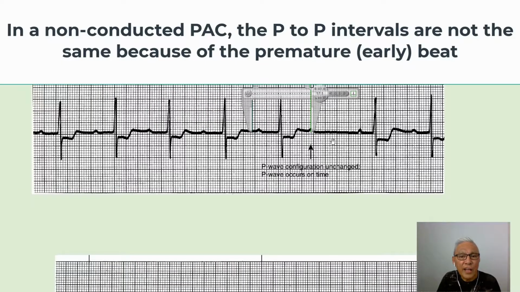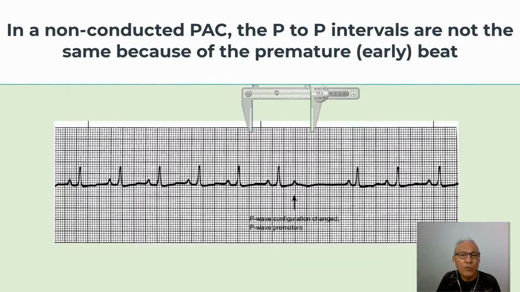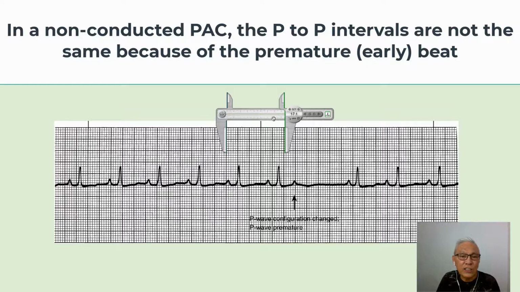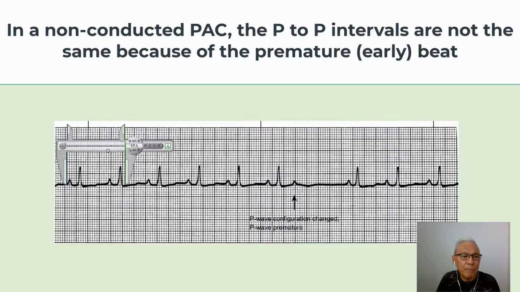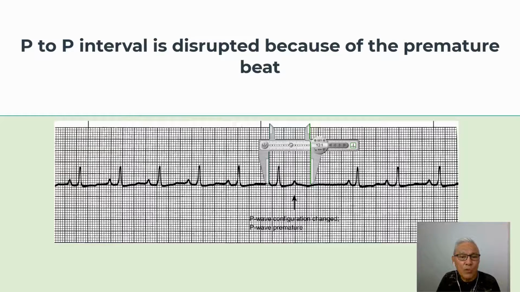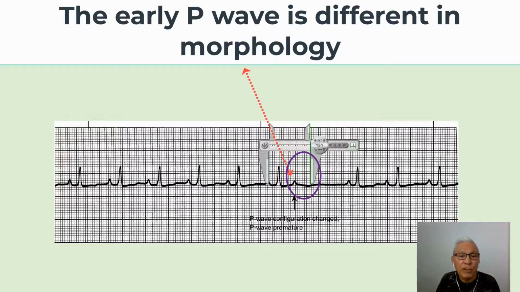And contrast that now to what we have when we have a premature atrial contraction that is not conducted. So notice now that the P to P interval in a non-conducted PAC is going to be this way, okay? So it's also regular. But the P wave that is not conducted is going to be premature or early. And in addition to that, the early P wave is different in morphology or configuration than the other P waves.